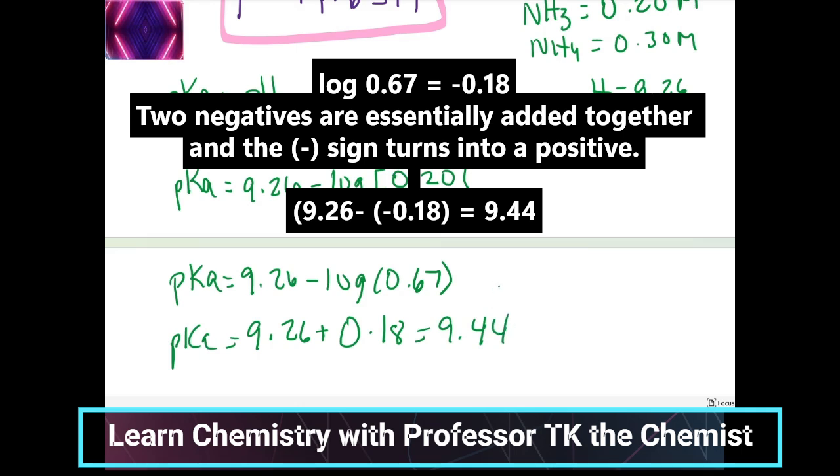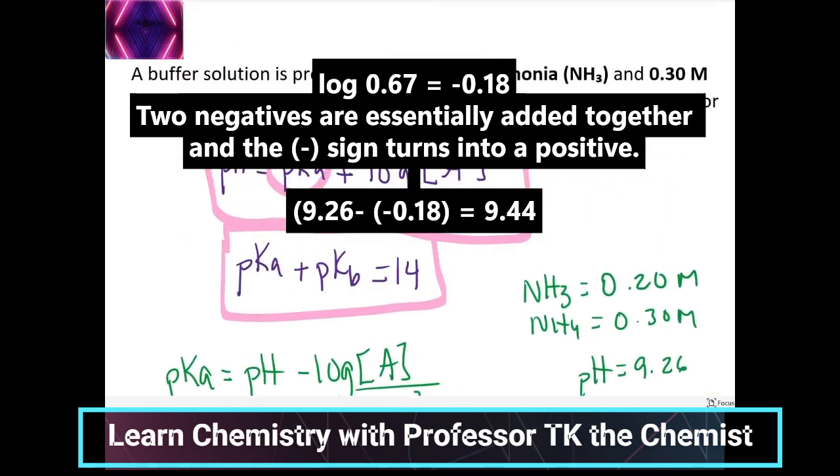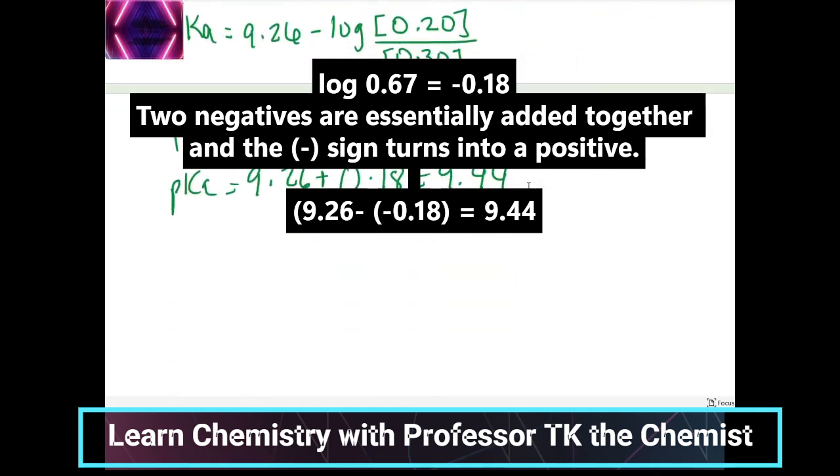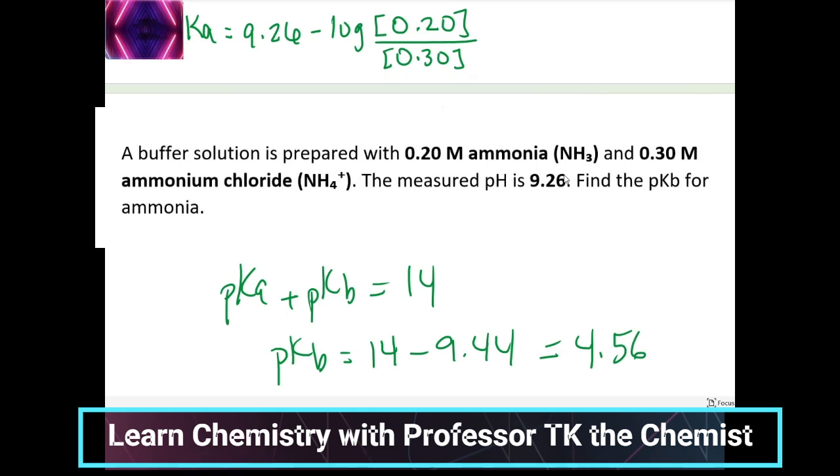Now, what are you going to do here? We're trying to solve for the pKb. Remember that, right? So we're going to go back to equation number 2 right here, and we're going to plug in the pKa that we just found. So remember, pKa plus pKb equals 14. Well, we're trying to look for pKb, so that's going to equal 14 minus 9.44. And you get 4.56 as your pKb.